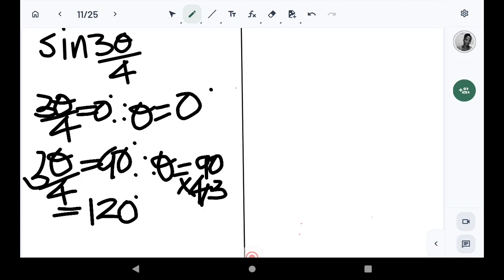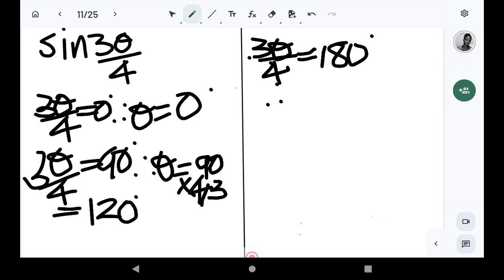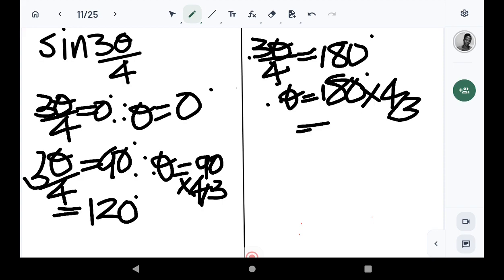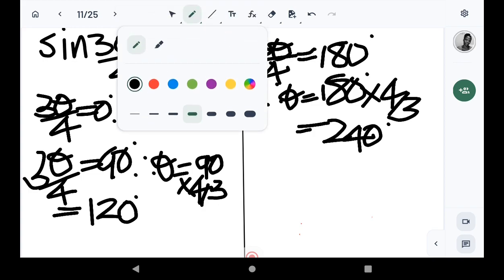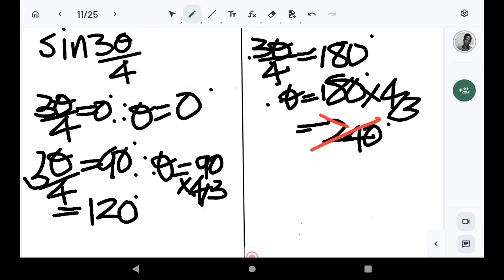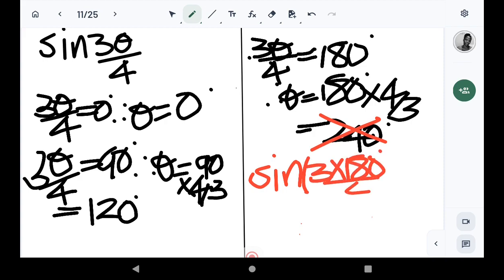Now let's go to the next one, 180. 3 theta over 4 equals 180 degrees. Therefore, theta equals 180 times 4 over 3, which is 240 degrees. That is outside the range of this particular example, so we cross it off. What we do rather is find what the sine is at 180 degrees, the last bit. So we go sine of 3 times 180 divided by 4.